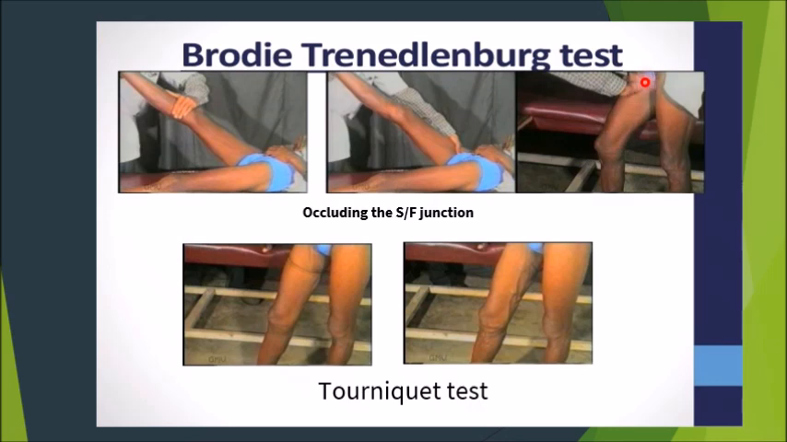The tourniquet test, the other side, is where you apply a tourniquet at the upper part of the thigh. Okay, after emptying the blood from the lower limb, apply a tourniquet. Then ask the patient to stand. With the tourniquet on, if the veins fill from below, that means the deep perforators in the leg are incompetent, which are usually present below the lower third of the thigh and the upper and lower end of the leg.